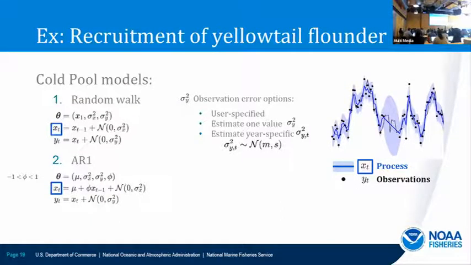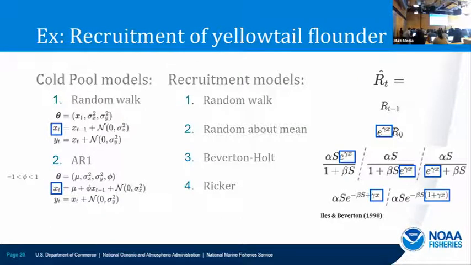We currently have two options. You can model an environmental covariate as a random walk or AR1 process, although we're hopefully going to be implementing a couple more options. We have different options for estimating the observation error. You can either specify it, not estimate it. You can estimate one value across all years, or you can estimate that as another random effect. And then once you have your estimated cold pool index, its effect on recruitment can be parameterized in different ways.